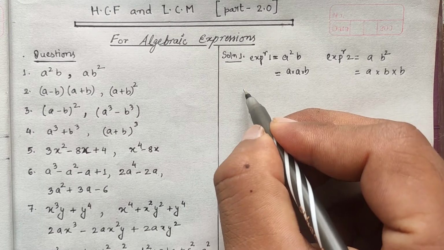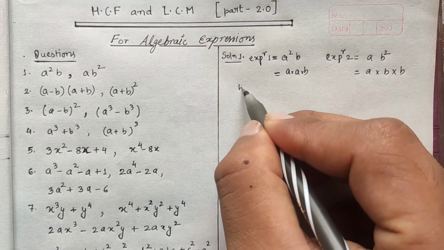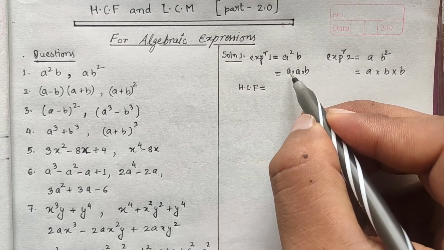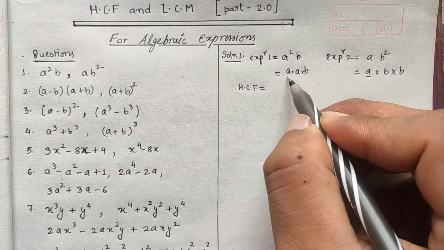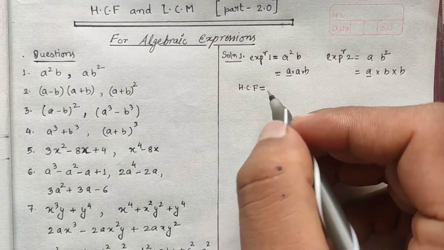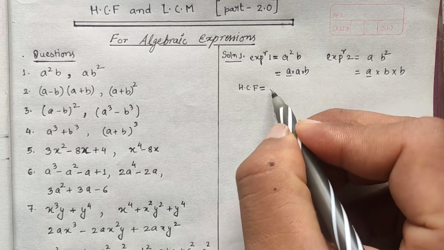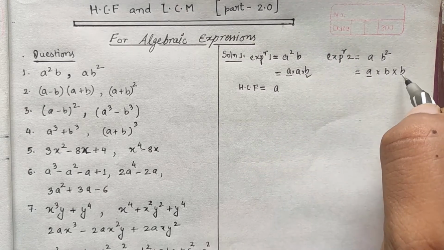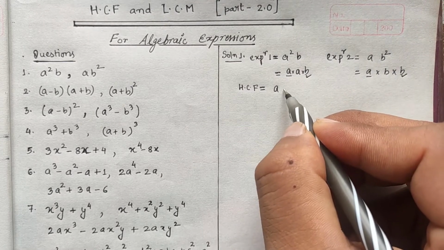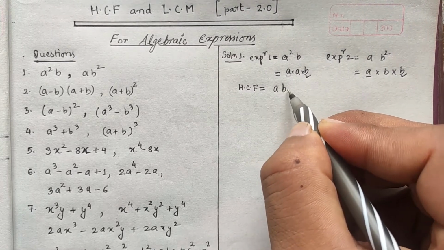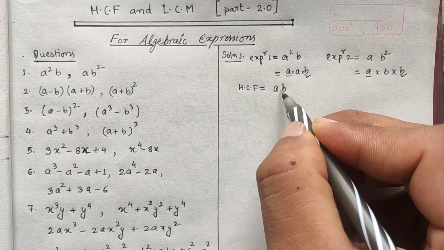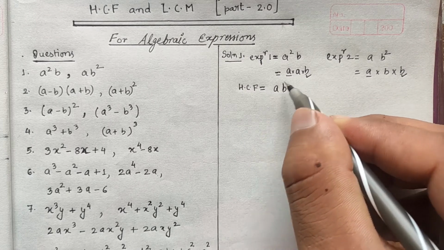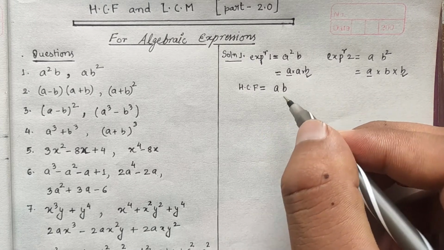So first we will write the HCF. In the previous video we have seen HCF means only the common part. So a is common in both of the expressions, so we can write a here, and again b is also common, so we can write b here. If you do not write any sign here, it represents a multiplication sign. HCF is only the common one, we cannot write the remaining.